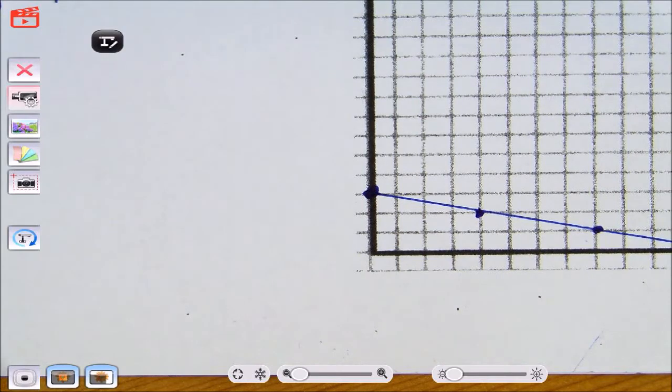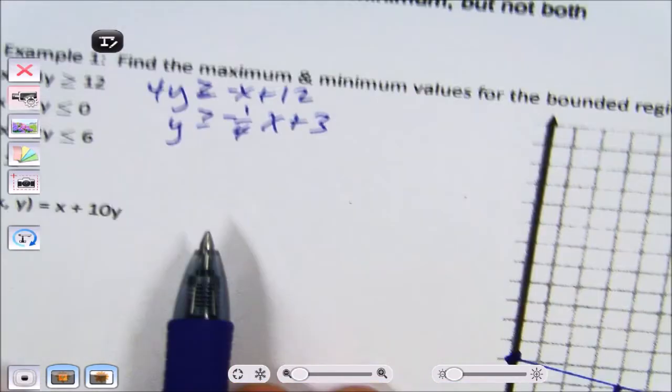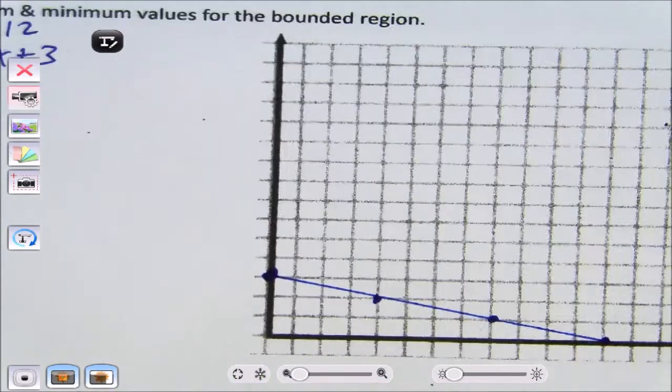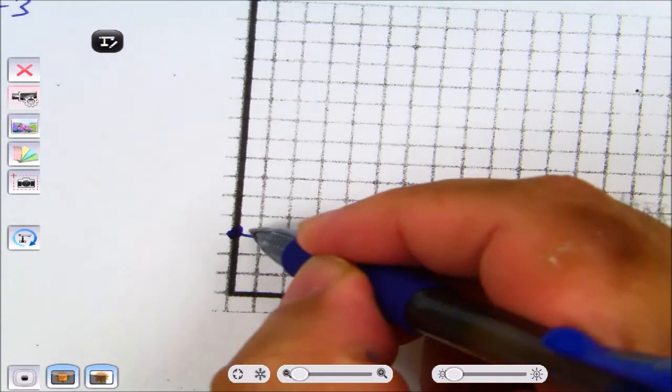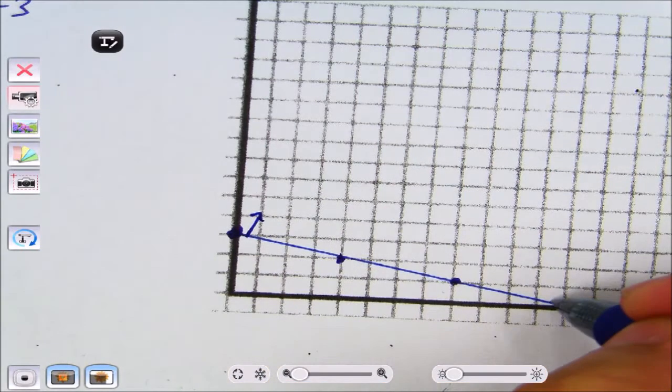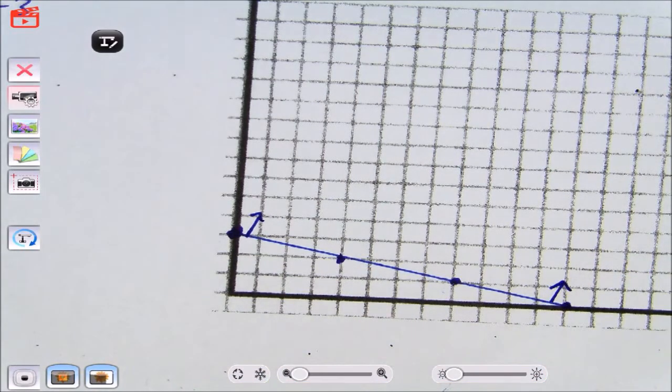All right. Now, if this one said greater than, so I'm going to shade above. Now, I don't want to shade it now. I'm just going to draw an up arrow, meaning which way I want to shade this thing. Okay, so that's the direction I want to shade it.